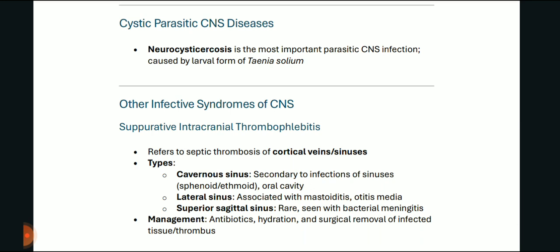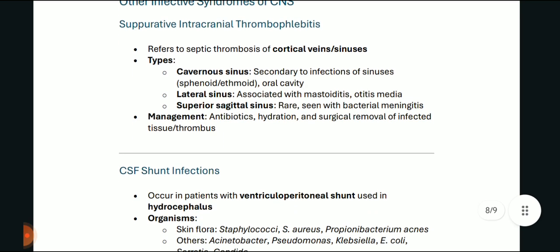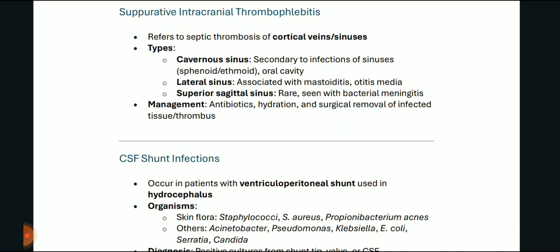Now, cystic parasitic CNS diseases. Neurocysticercosis is the most important parasitic CNS infection caused by the larval form of Taenia solium. This is an MCQ question. Now, other infective syndromes of CNS: suppurative intracranial thrombophlebitis can be there. This refers to septic thrombosis of cortical veins or sinus. You know this. Cavernous sinus thrombosis is a very dreaded condition. So, for whatever reason, there is a clot formation in the arteries or veins of the brain. That's what's called suppurative intracranial thrombophlebitis.